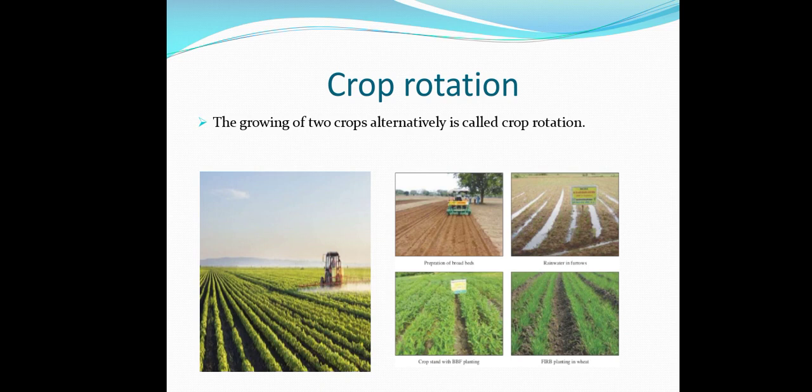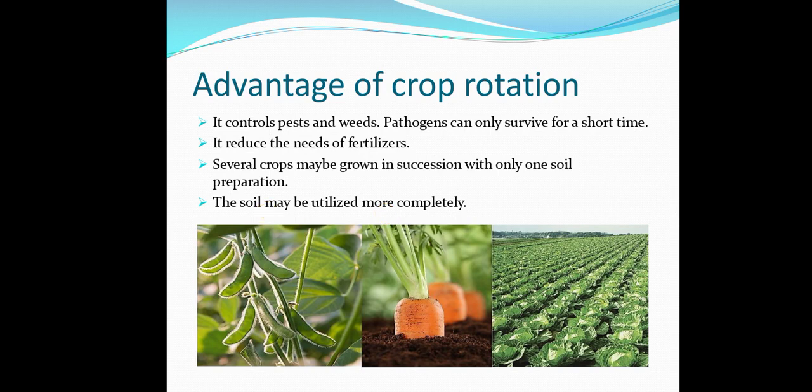And next, advantages of crop rotation. It controls pests and weeds. Pathogens can only survive for a short time. It reduces the need for fertilizers. Several crops may be grown in succession with only one soil preparation. The soil may be utilized more completely.